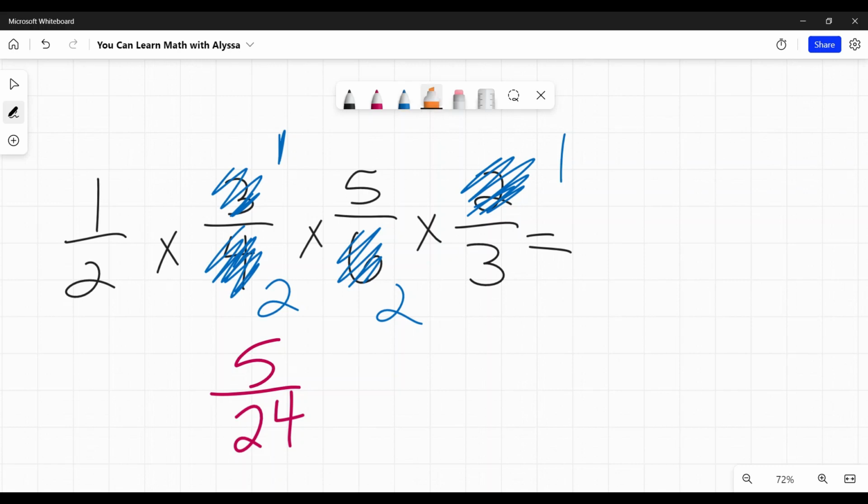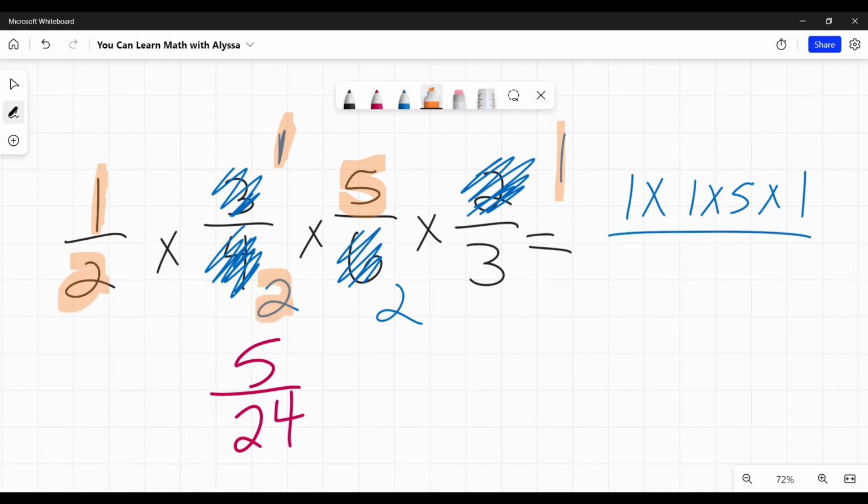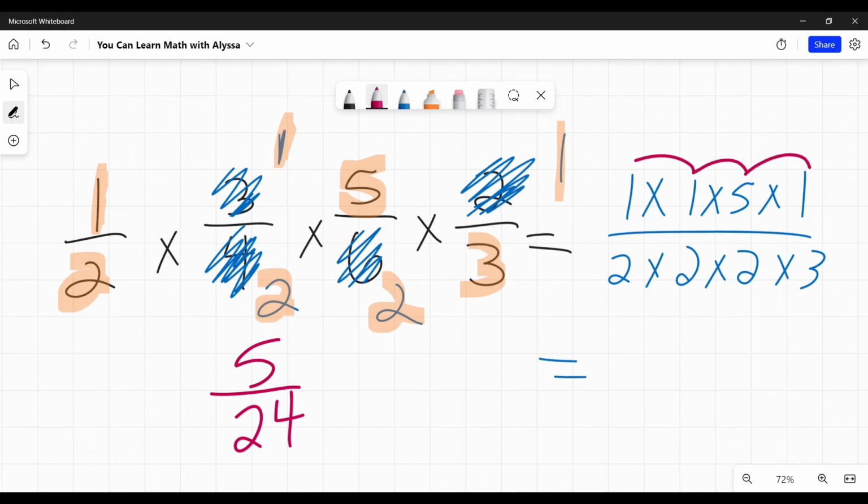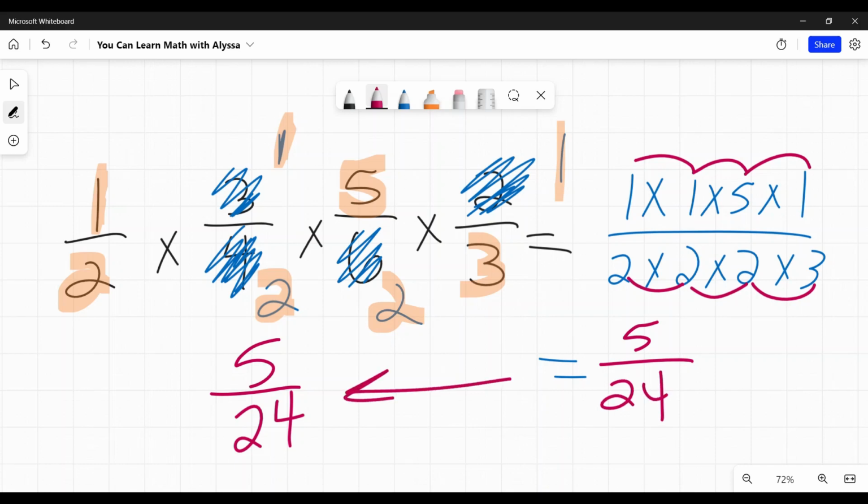So what do I have left on top? I have 1 times 1 times 5 times 1. And what do I have on the bottom? I have 2 times 2 times 2 times 3. And on top, 1 times 1 is 1. 1 times 5 is 5. 5 times 1 is 5. On the bottom, 2 times 2 is 4. 4 times 2 is 8. 8 times 3 is 24. And looky there, we got the same number.